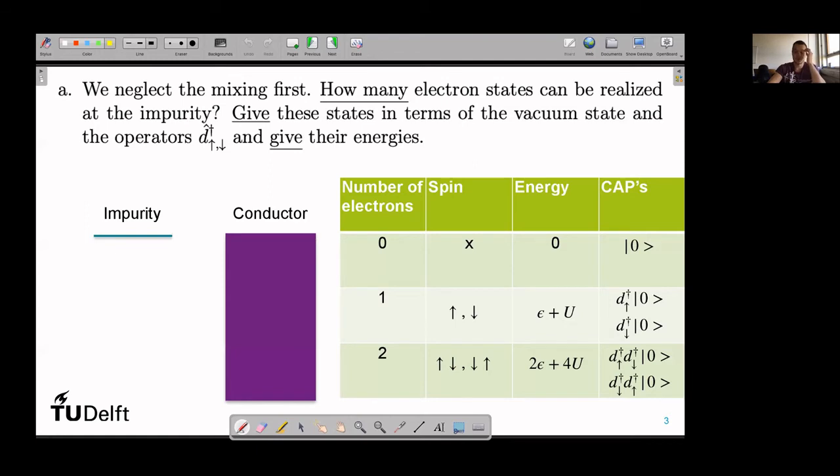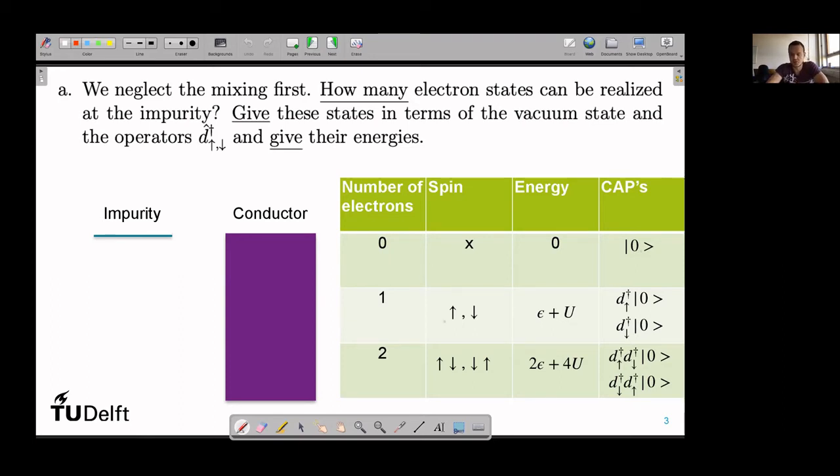Now in question A, you're asked to do the same exercise as in homework problem number 5. So neglecting the interaction between the metal and the impurity level, you're asked to give how many states are possible at the impurity. I guess this is quite simple, but I'm going to repeat it. So you can have 0 electrons, then you don't have any spin. The energy is 0 according to the Hamiltonian, and we denote it with just a ket 0.